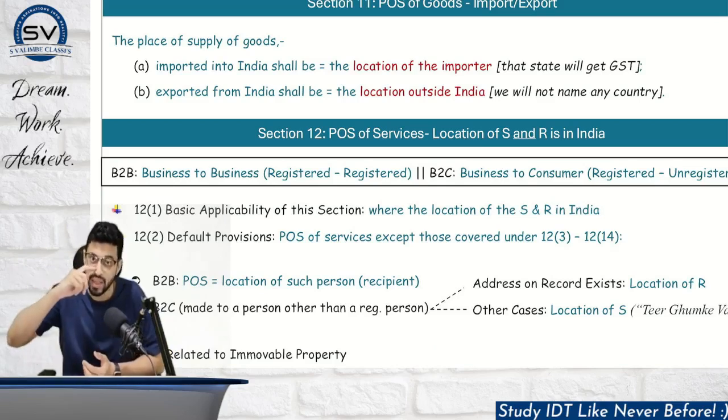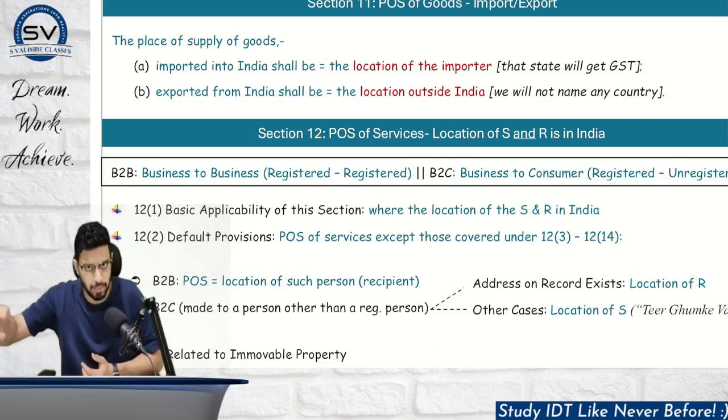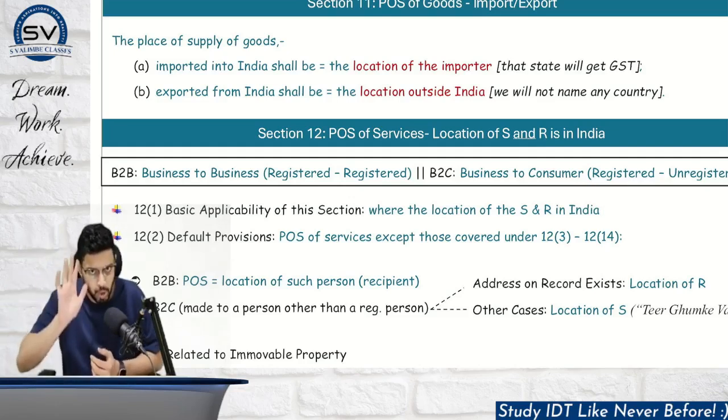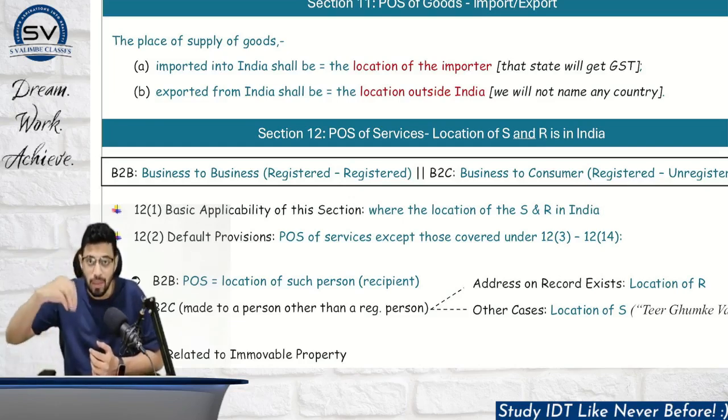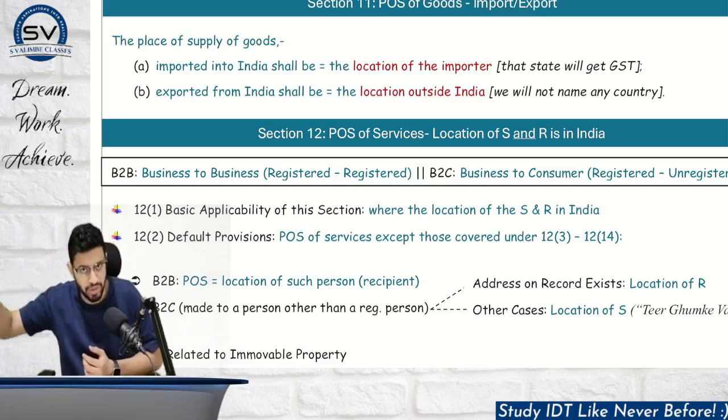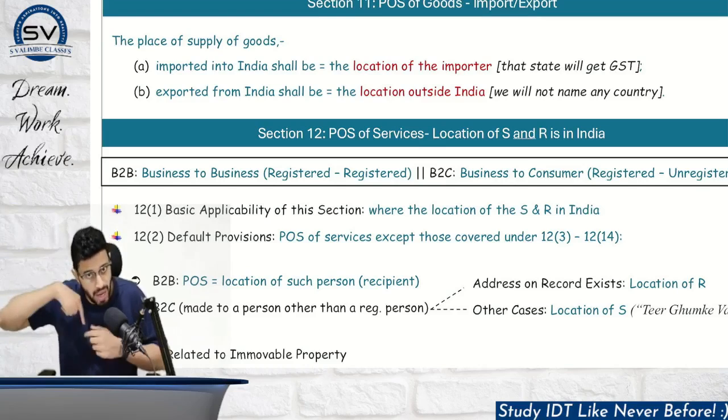We already covered in the charge definition in chapter number 2 that import is considered as an interstate transaction. So IGST is going to be levied. Who is going to pay IGST? I am going to pay IGST. But when I pay IGST, the credit will go to which state? Half will go to the central government, half will go to the state where I am registered.